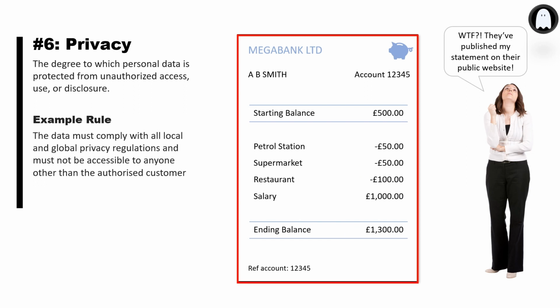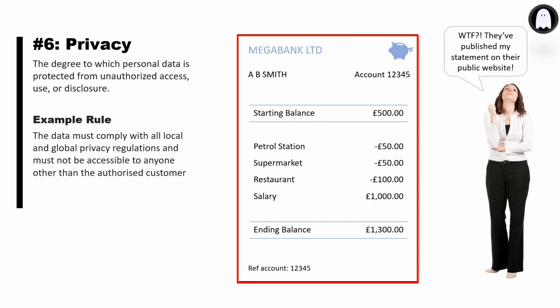Number 6 is a hot topic one, privacy, or the degree to which personal data is protected from unauthorized access, use, or disclosure. You would not expect anyone else to be able to see your information when they log into the bank, and you would not expect your statement to be published on the bank's Facebook page.